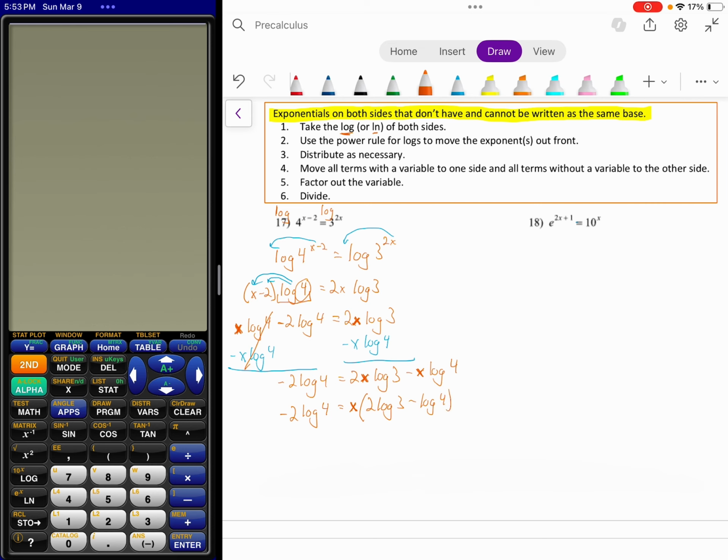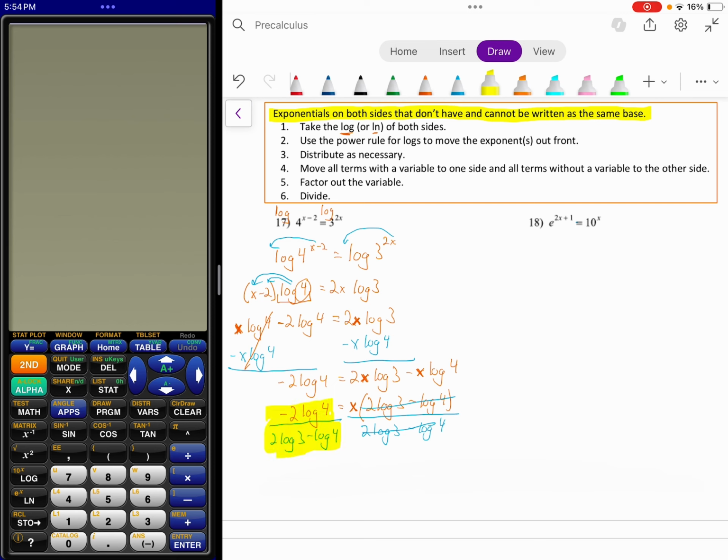And now we want to solve for x, so we divide by this binomial, 2 log of 3 minus log of 4. Divide both sides by that. Those cancel. So that's our exact answer right there. But we're going to approximate it. We're going to put it on our calculator.